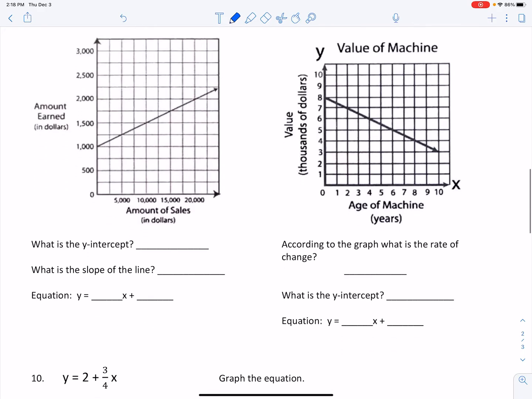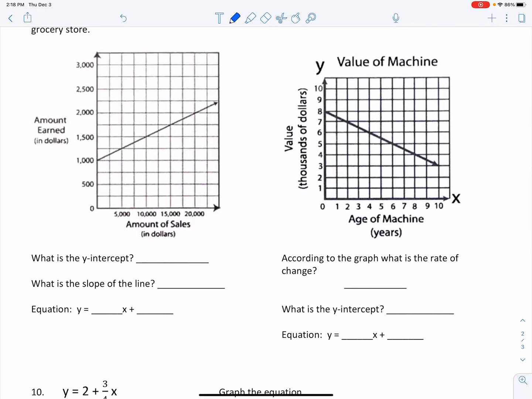So what is the y-intercept? The y-intercept is the point at which it crosses the y-axis. Since this is just quadrant 1, our y-axis is right there on the left, and our y-intercept is 1,000. Now to find the slope, we do the same thing that we've been doing. Pick 2 good points. There's our first good point, and here's our second good point.